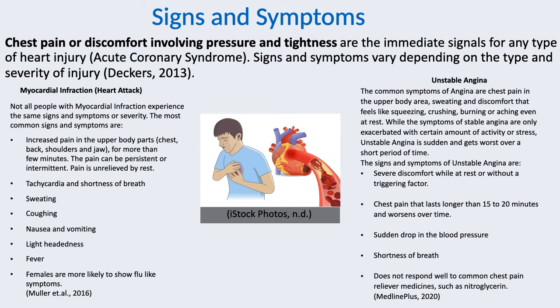Unstable angina also brings chest pain and discomfort that feels like squeezing, crushing, burning, or aching, even when at rest. Stable angina is triggered by physical activities or extreme stress. However, unstable angina is sudden and worsens quickly over a short period of time. Its signs and symptoms are feelings of severe and sudden discomfort in the chest area, even while at rest. The pain may last from 15 to 20 minutes and will worsen over time.